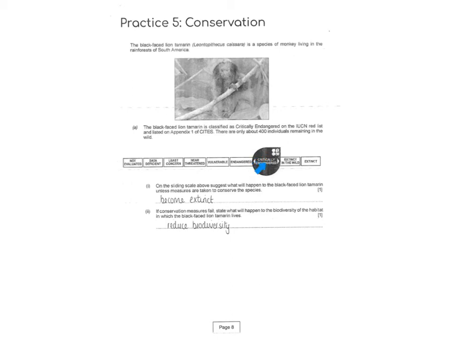So here, at the moment it's here. If you don't put any measures in place, it's going to move towards the right. So it's going to become extinct, or you could say become extinct in the wild, either one of those two.